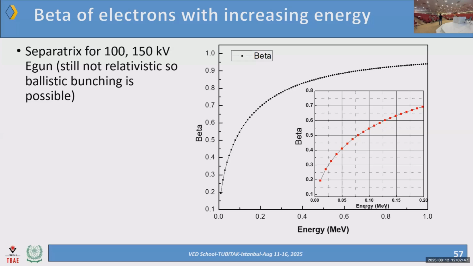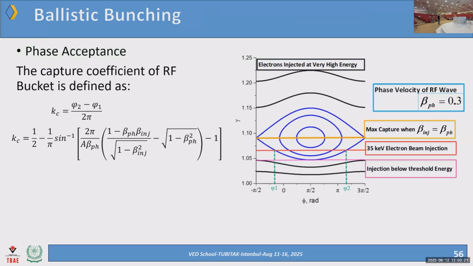A 200 kilo electron volt gun is a huge gun. If you have ever seen, designed, or even operated electron guns, you can appreciate this. This is a huge number. So if the gun has around 100 keV, the beta is roughly 0.55. So the acceptance in this case is limited.